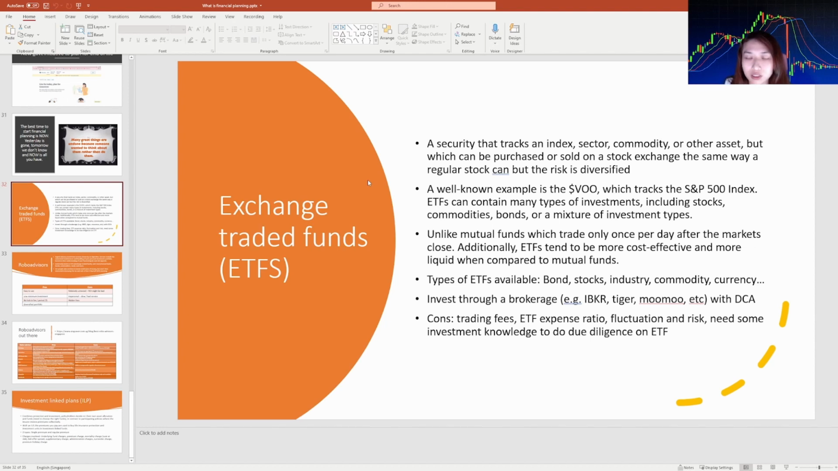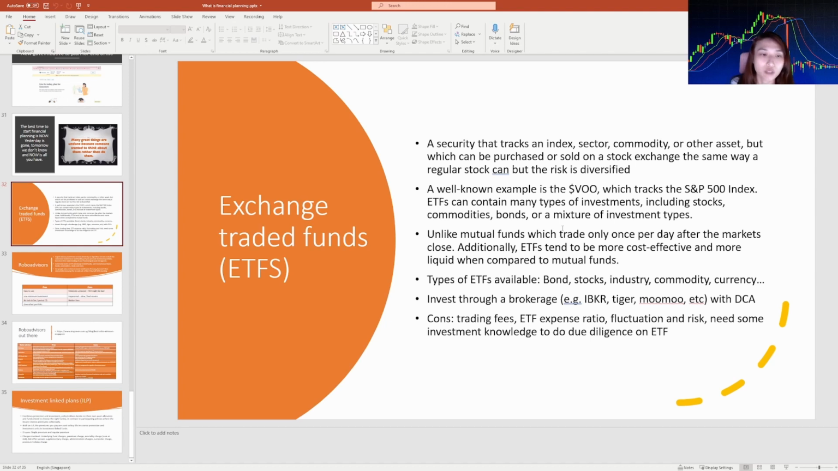ETFs can contain many types of investments. There can be stocks, commodities, bonds, or a mixture of investment types. It's different from a mutual fund. They are all called funds, but an exchange traded fund is linked to an index, a basket of things that you track. A mutual fund, for example a mutual fund of tech, focuses mainly on tech companies, but it's managed by a fund manager. The fund manager decides what goes into the fund, and the value fluctuates accordingly. So it's actively managed, but an exchange traded fund is not. As such, ETFs tend to be more cost effective and more liquid compared to mutual funds. Types of ETFs available: bonds, stocks, industry, commodity, currency.